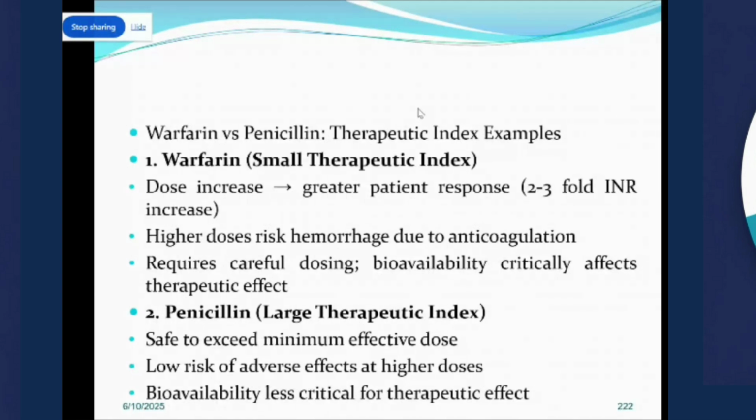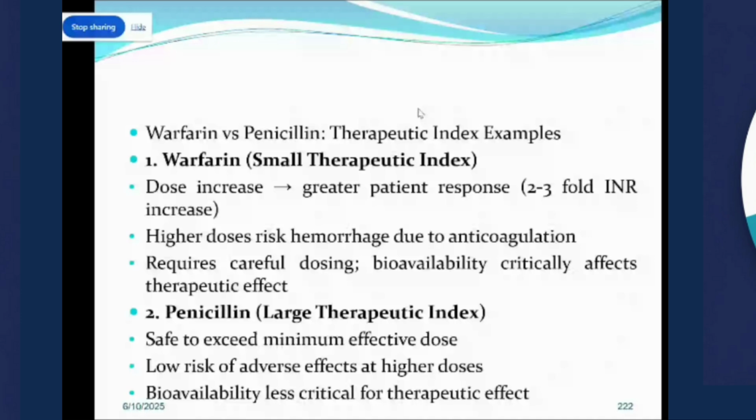Warfarin versus penicillin. Therapeutic index examples. One, warfarin, small therapeutic index. Dose increase results in greater patient response. That is 2 to 3-fold.